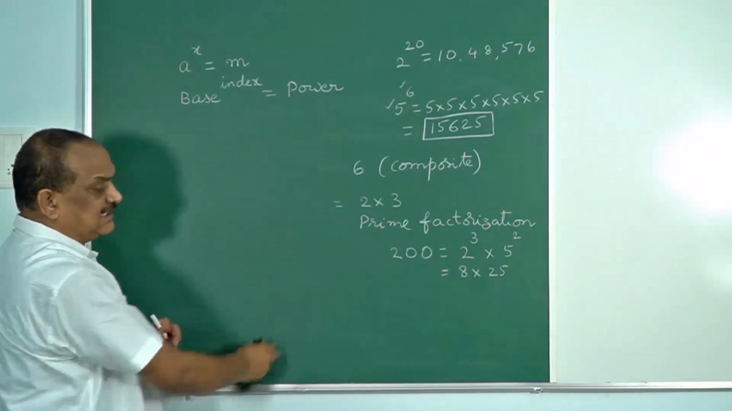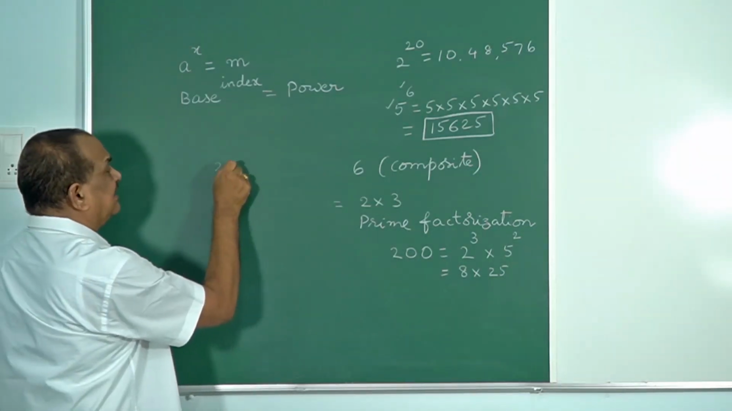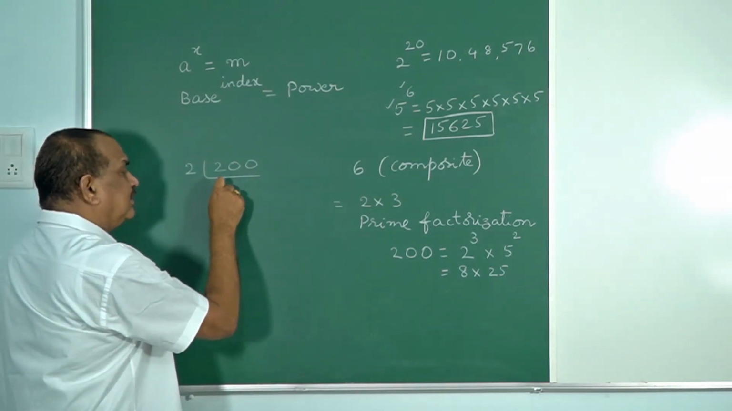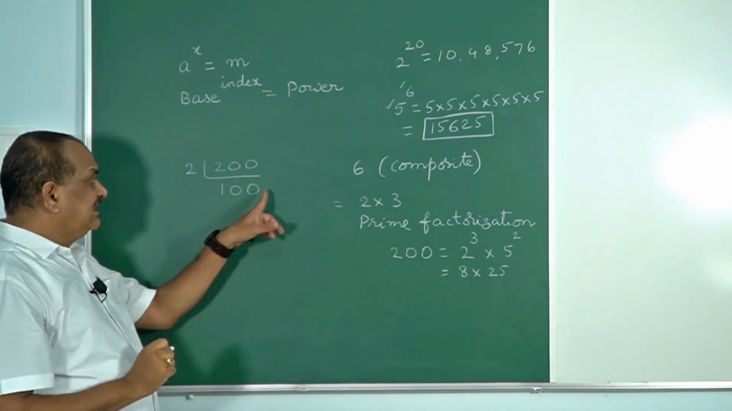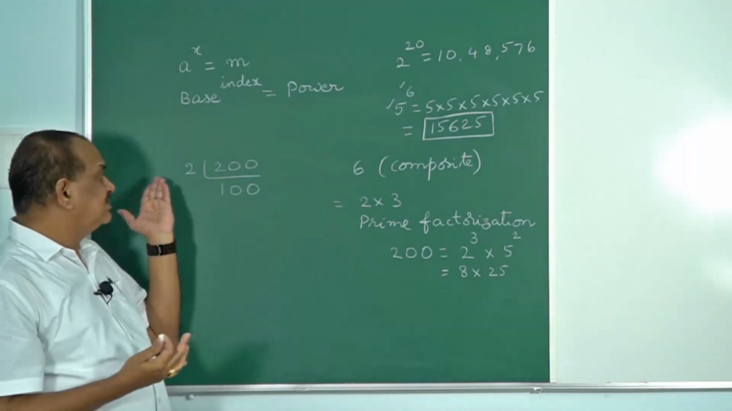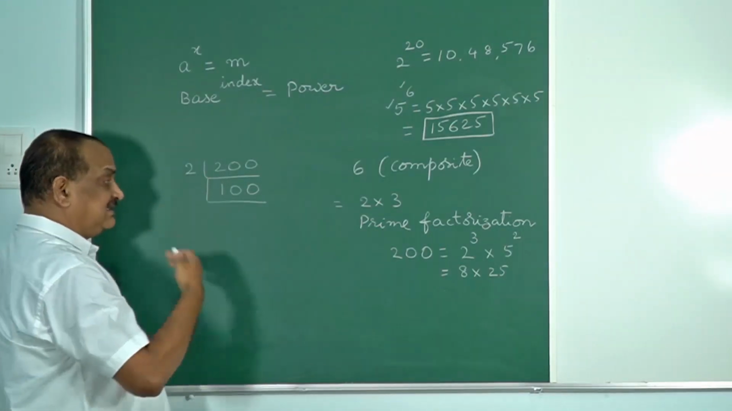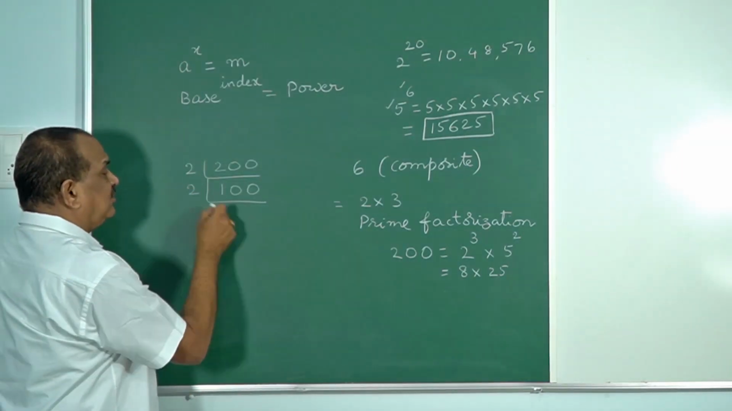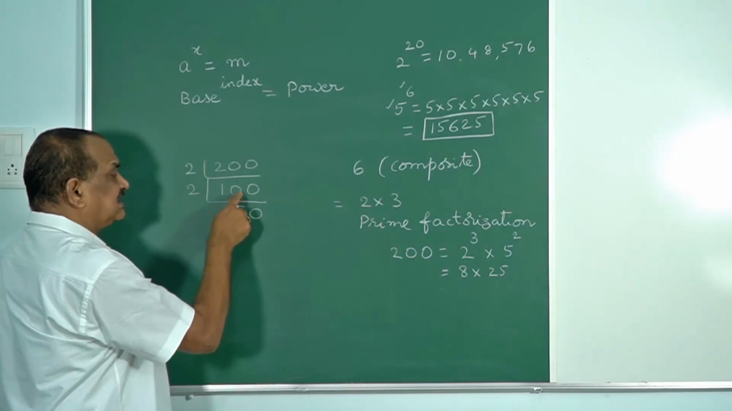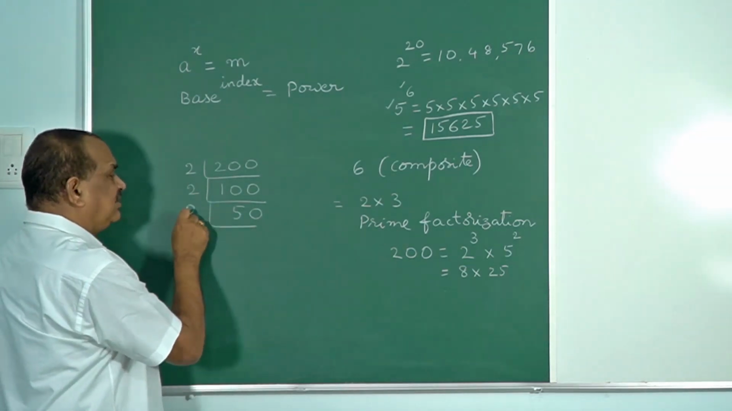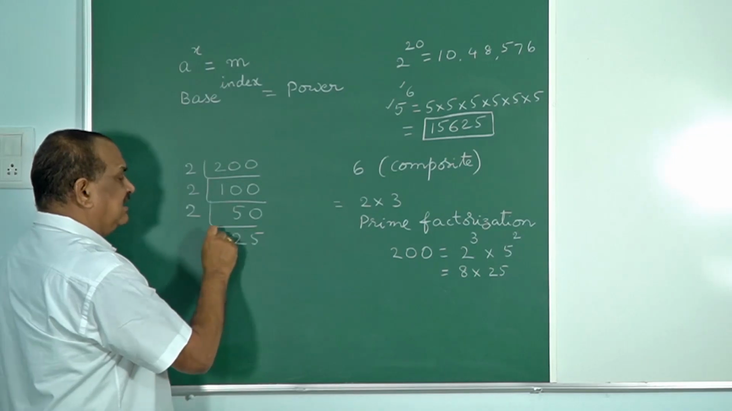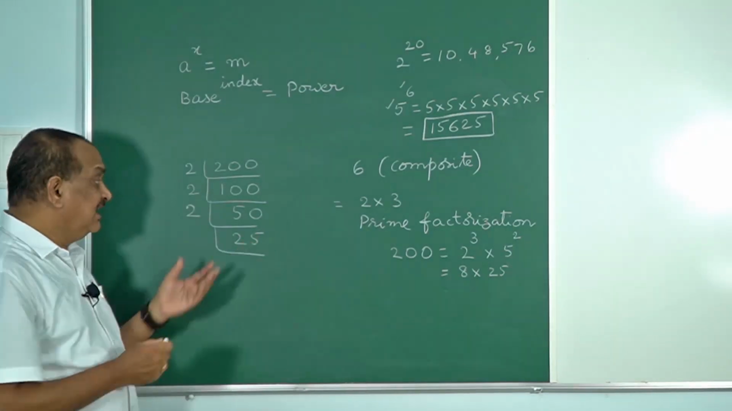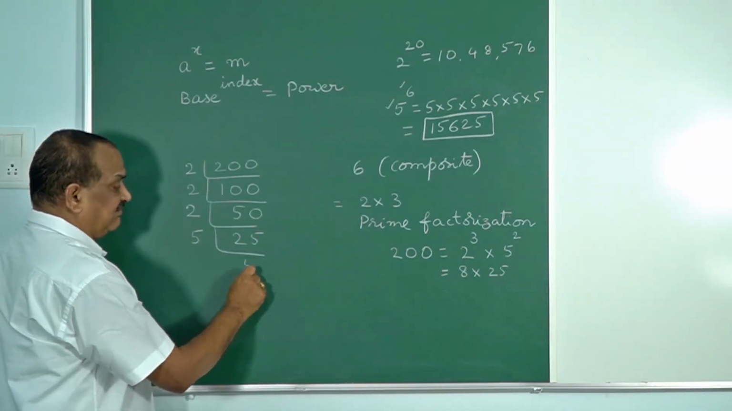You had 200 here, and you said that this is divisible by 2, and 2 times 100 is 200. You can write the remainder here, 0. Now this 100 is divisible by 2, and you got 50. 2 times 50 is 100, and 50 is again divisible by 2, and you got 25. Now you have to stop here, because 2 is not a factor of this one. You check that 3 is not a factor. Then you take 5, which is a factor 5 times.